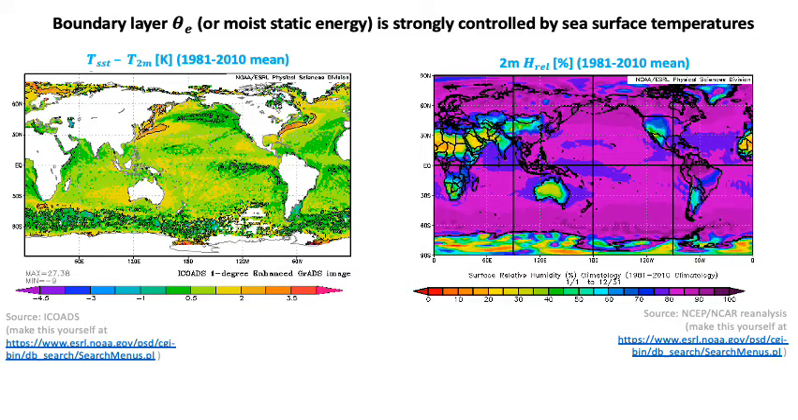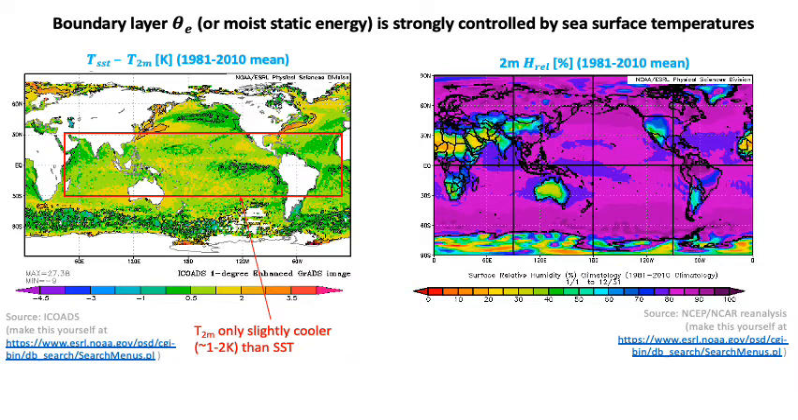And so now we're going to connect this back to this idea of our conserved variables. We're going to talk about how boundary layer theta E, and we're going to start to transition to moist static energy, which is very similar and we'll call that H, is strongly controlled by sea surface temperatures. So why is that? Shown here on the left is a plot of the difference in temperature between the sea surface and the air just overlying the sea surface. This is from reanalysis data, a 1981 to 2010 mean.